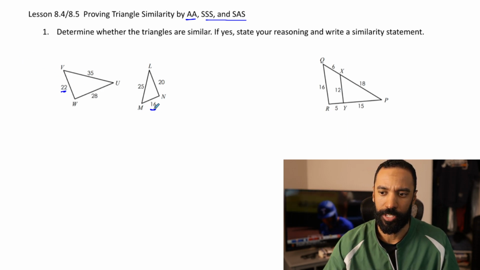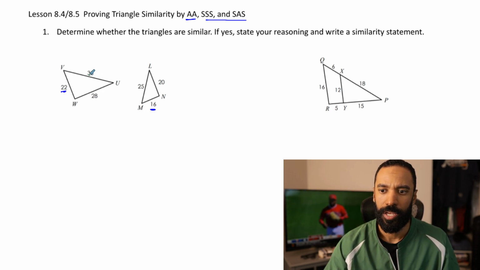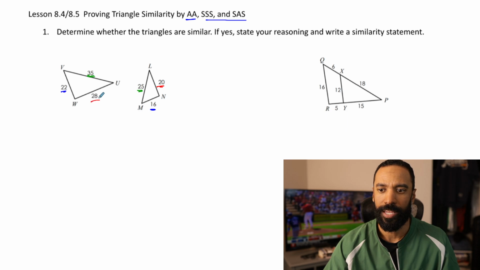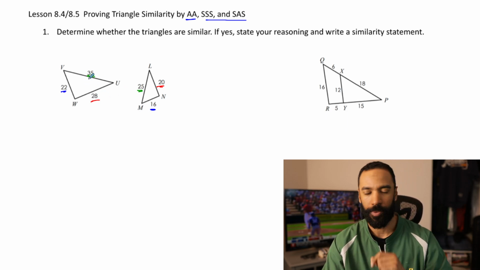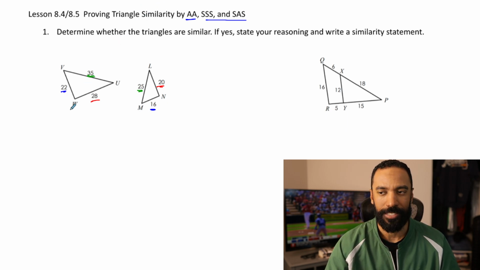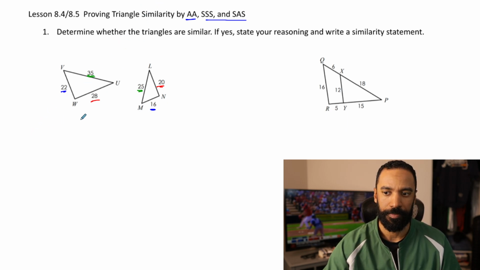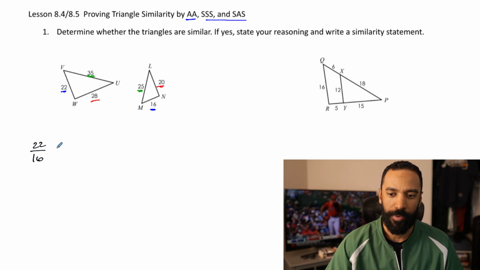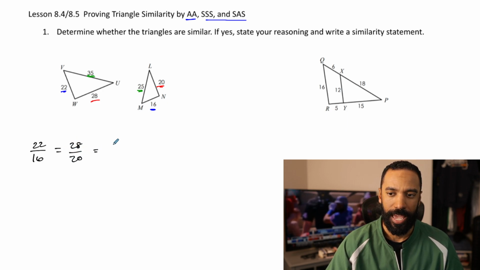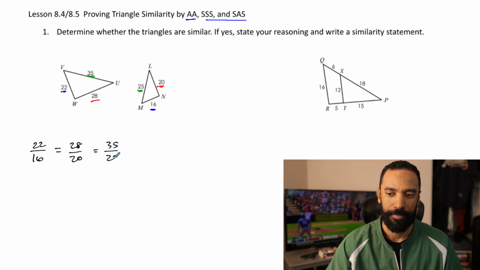22 and 16 are the shortest sides in these two triangles. 35 and 25 are the longest sides, and the mids are 28 and 20. This allows you to show what parts would correspond, and this is kind of a rotation, if you will, to make this right. But let's see if they all share a similarity ratio. Is 22 over 16, it doesn't matter which way you do it as long as you keep it the same, big to small, is 22 over 16 the same as 28 over 20? And is it the same as 35 over 25?